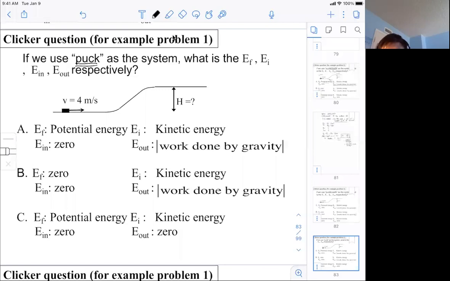So now let's exclude Earth from our system. We choose the puck instead. Can we find these 4 different energy terms, and are they going to be any different from before? So I want to let you go ahead and vote here. I don't think we need to discuss, but just go ahead and vote. What do you think, would the answer be different if we change the system to be just the puck without the Earth?